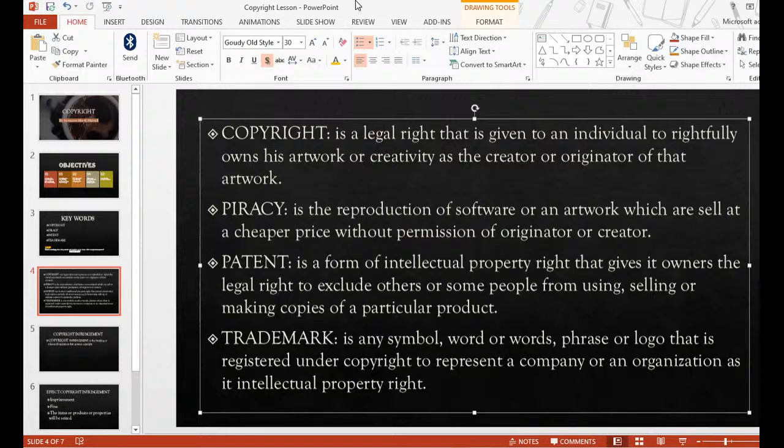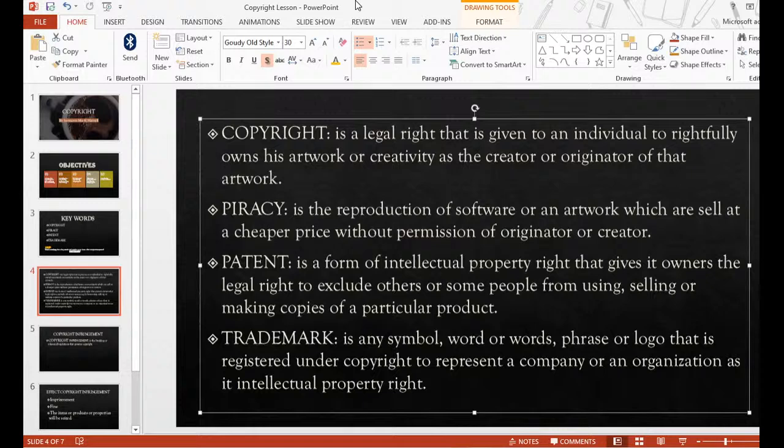A logo here is just any symbol or any unique design that represents that company. Usually in Ghana here, our logos are all in the form of a school badge and this kind of stuff. So these things are registered under a copyright to represent a company or an organization as its intellectual property right. So this is what we call a trademark.